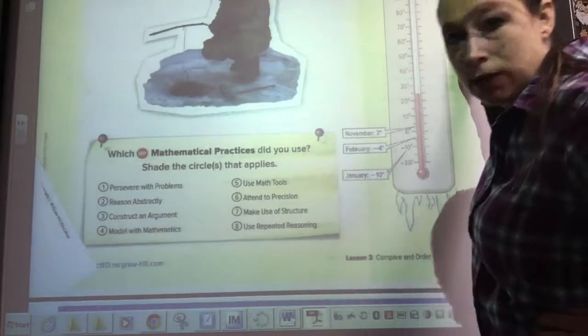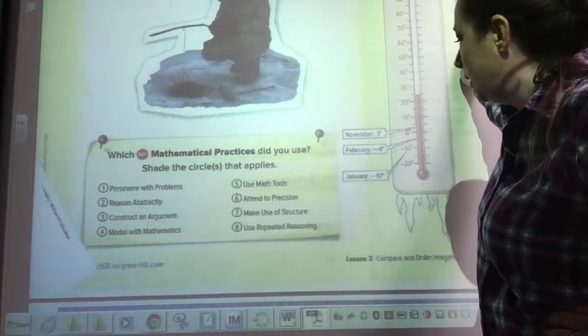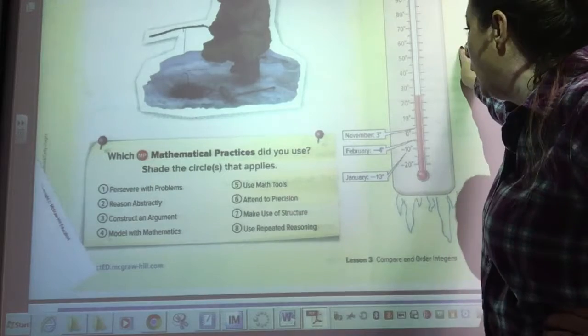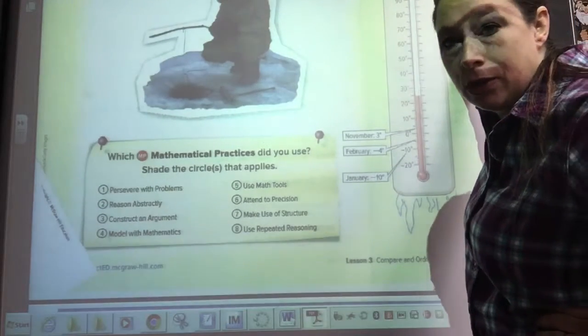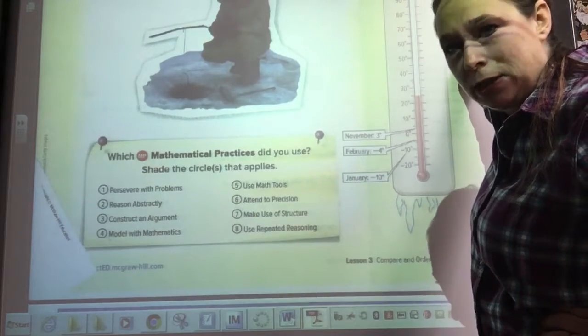That is why Mrs. Sparacina would never live in Alaska. That is insanely cold, okay? -10 with a wind chill is when we're canceling school. They're probably out having tea.